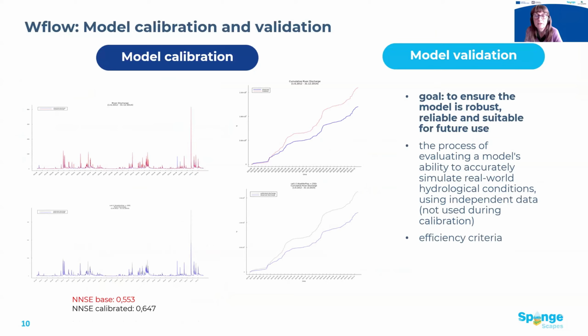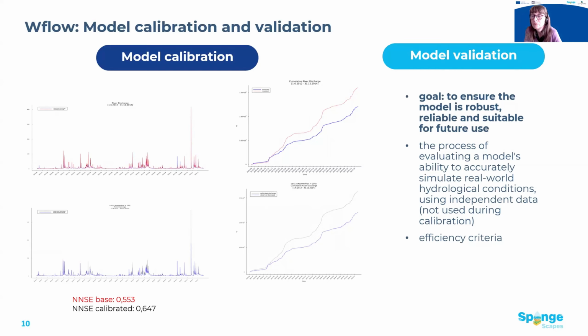On the right side, you can see cumulative river discharge that represent water balance. And at the bottom, you can see values of Nash-Sutcliffe. And although the value of the calibrated model is better than of the baseline model, it is quite obvious that there is still some room for improvement.